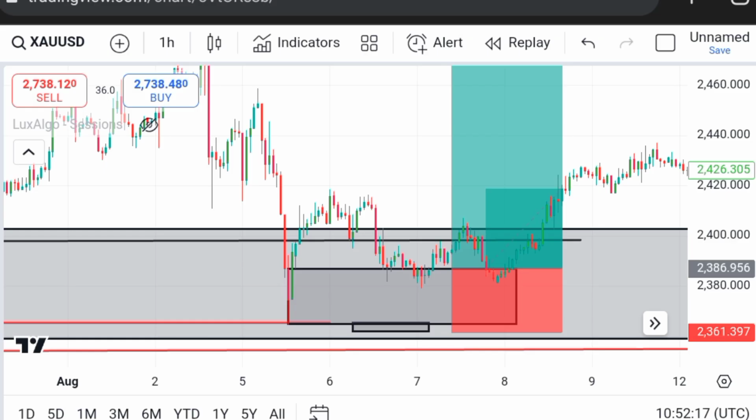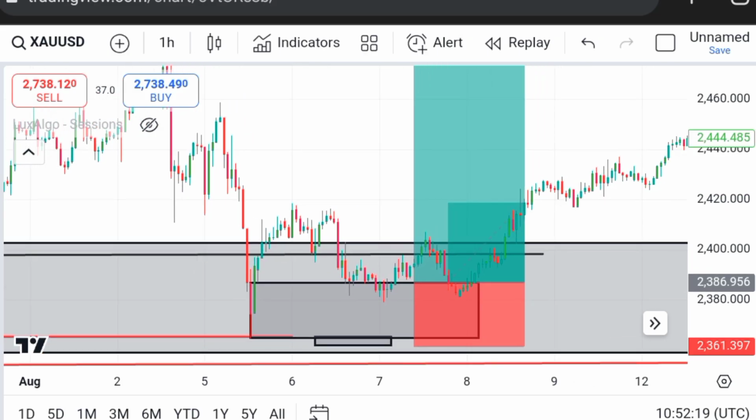So this is how I was able to use a daily zone to map out my trading. I had to scale it down to H1, from H1 to M15, before we possibly take our trade. Using a higher time frame is always a plus.